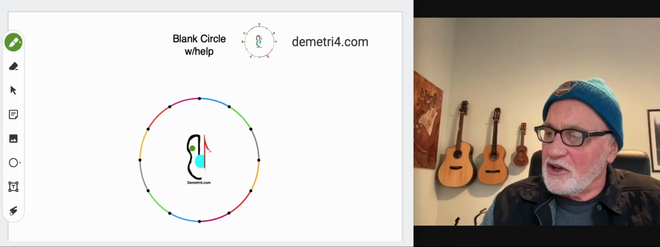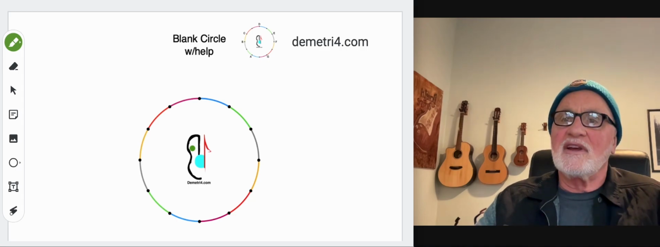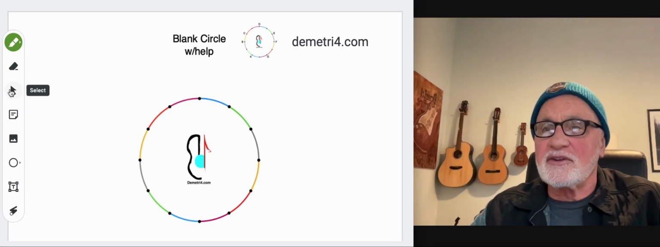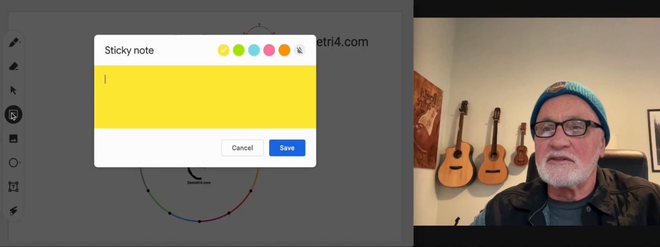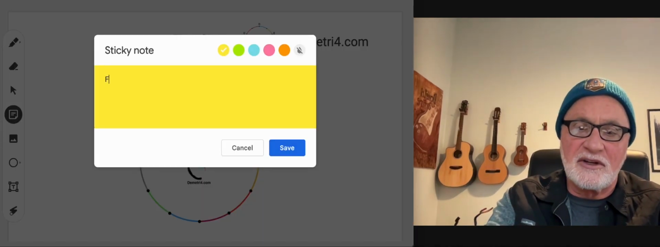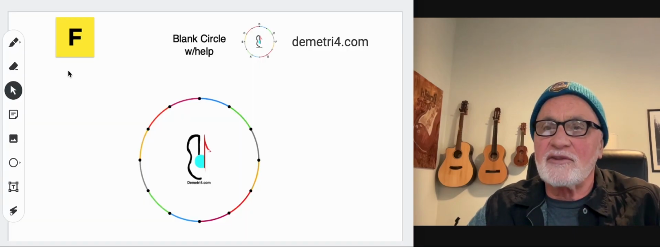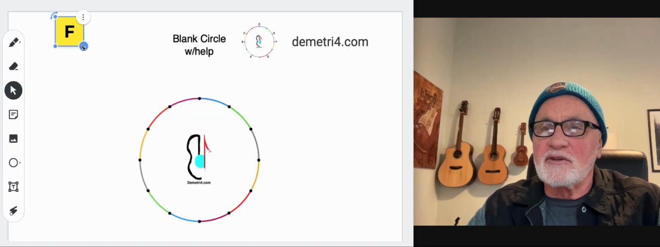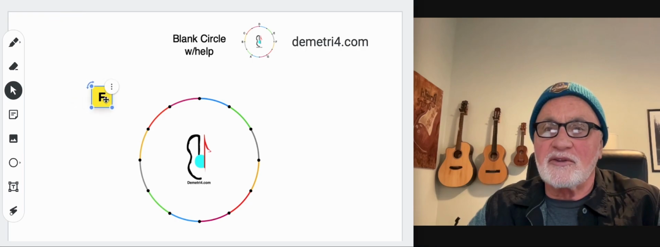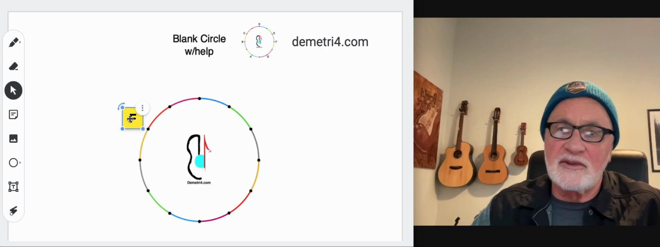Number 1, note placement. Begin writing on your blank circle here. Beginning with the blank circle in your workbook, place the letter F, tonic, at 10 o'clock. So we're going to get a post-it note here. Post-it note, caps lock, F. All there is to it. And we're going to put F in the tonic spot, which is 10 o'clock.